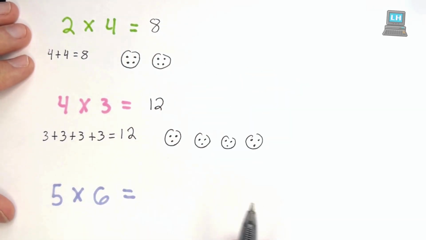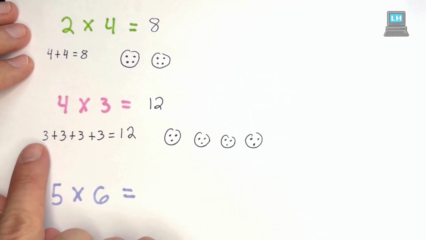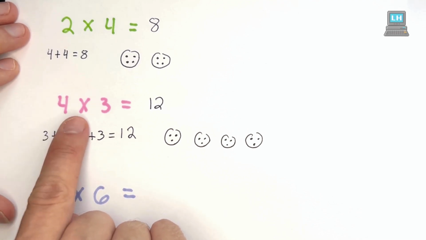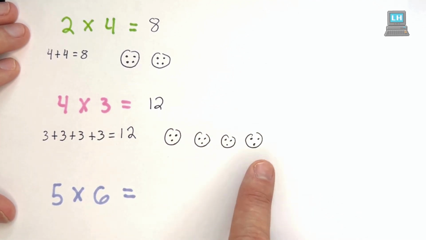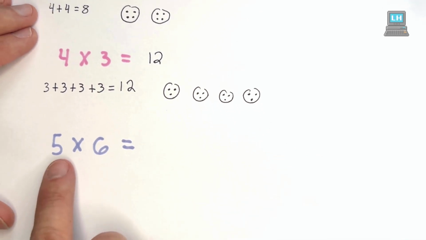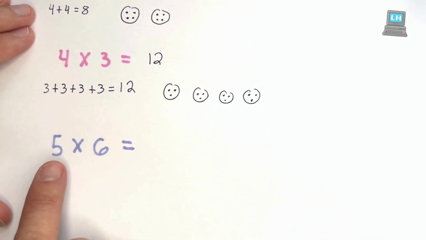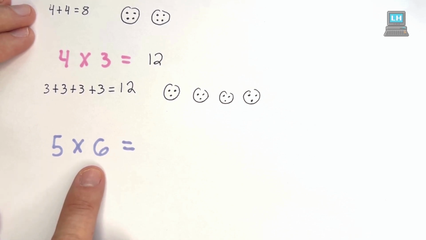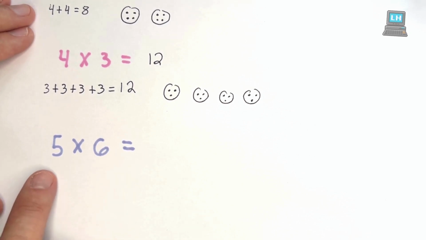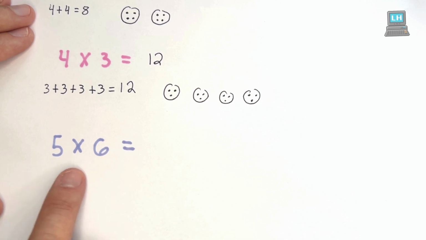Okay, that is multiplication. Here's the repeated addition, and here's the 4 groups of 3. 1, 2, 3, 4 groups of 3. Okay, let's take a look at our last example down here. So I have 5 times 6, or 5 multiplied by 6. Well, I'm going to do my repeated addition, 5 groups of 6.